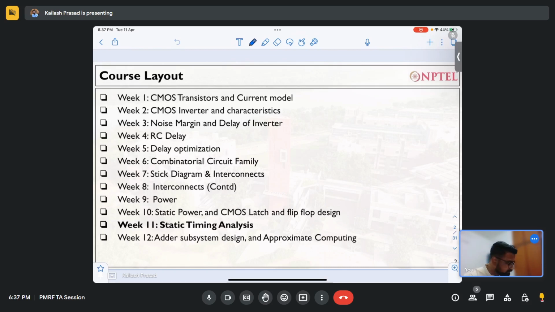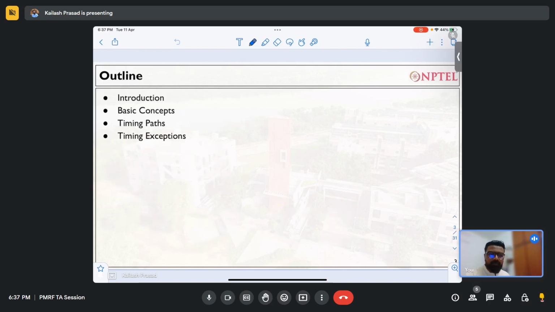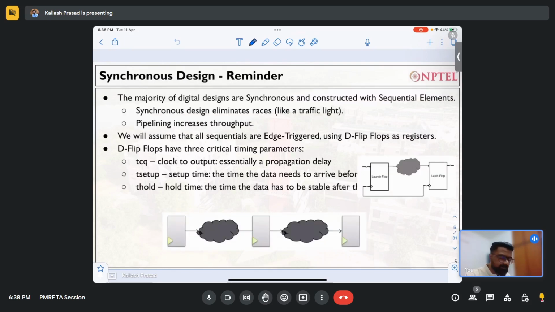Before starting static timing analysis, I will teach you the basic concepts. I hope many of these have been taught in the class and you remember many of these things. If you don't know, it will be a revision for you, and if you have not seen them, then you can ask questions on that. So the first is the basic concept.